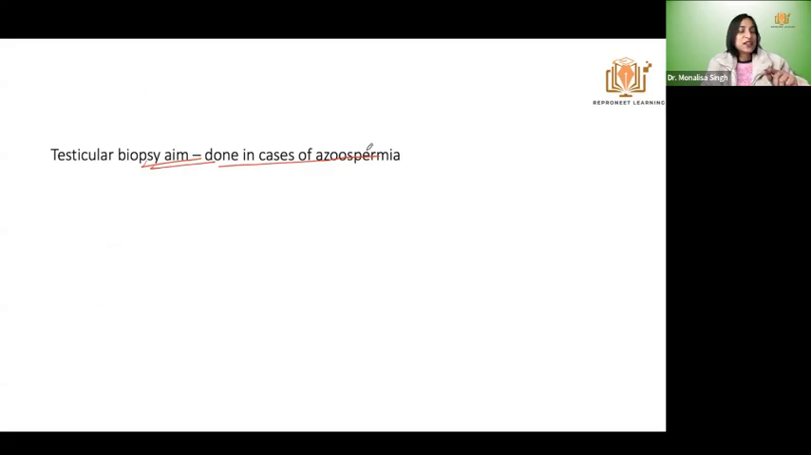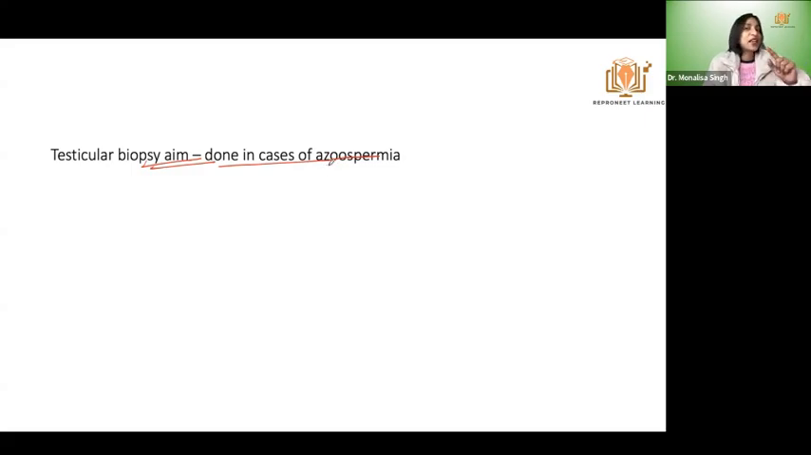Now somebody has azoospermia and they want their own genetic child. What will you tell them? That we'll not be able to give you your genetic child? That's not how we can say it. We'll tell them that we'll try to surgically retrieve spermatozoa from your testicles, because there could still be islands of spermatogenesis in your testicles. There could be seminiferous tubules where spermatogenesis is still present.